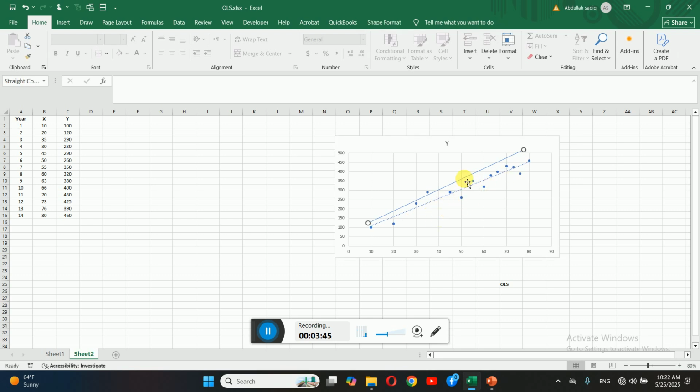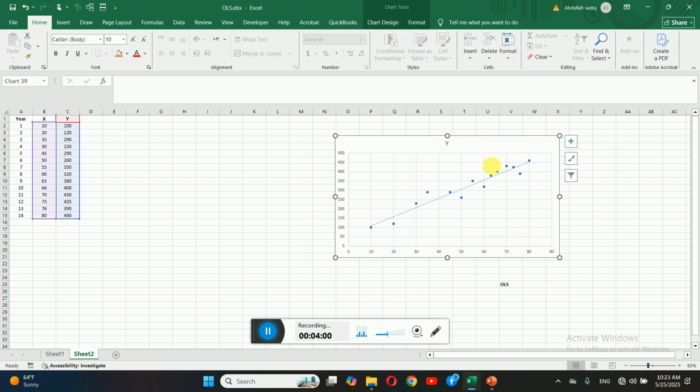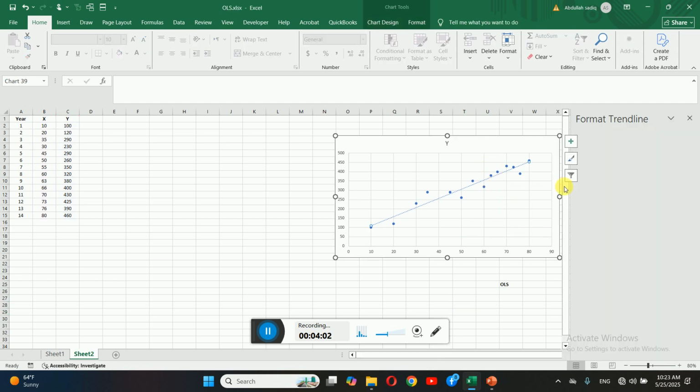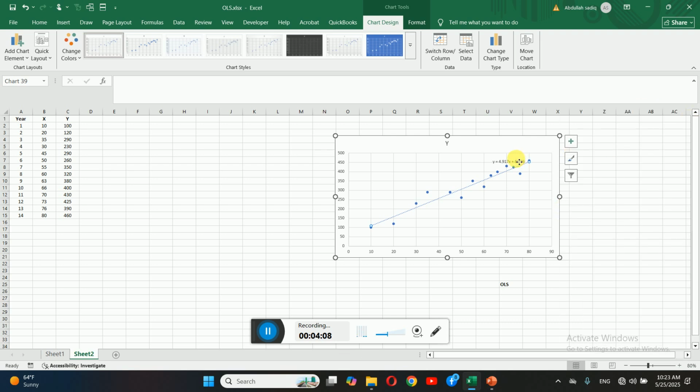More technically, we can say this is a line where the sum of square differences is minimized. The technical explanation is that this is a line where the sum of square differences is minimized. Let me show how. Just double-click on this line and show the regression function we have. Display the equation, and move it here and make it a little bigger.